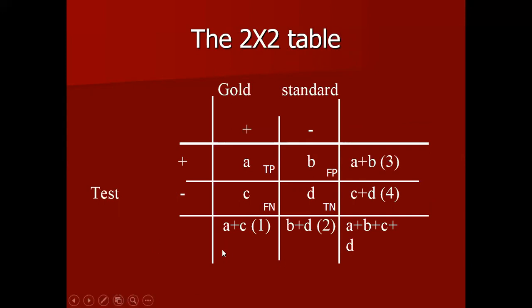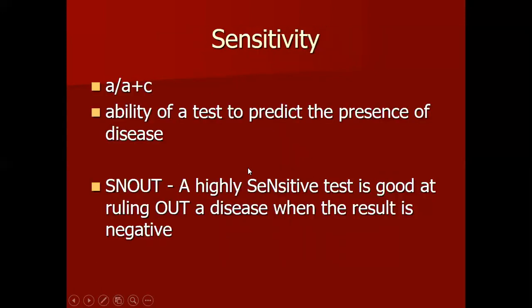So out of all the people who have the disease, how many are positive by the test, right? But the mnemonic is SNOUT. SNOUT: a highly sensitive test is good at ruling out a disease. You might think, well, I now tell you sensitivity is the true positive rate, and it's A over A plus C. How could you use that to rule out disease?